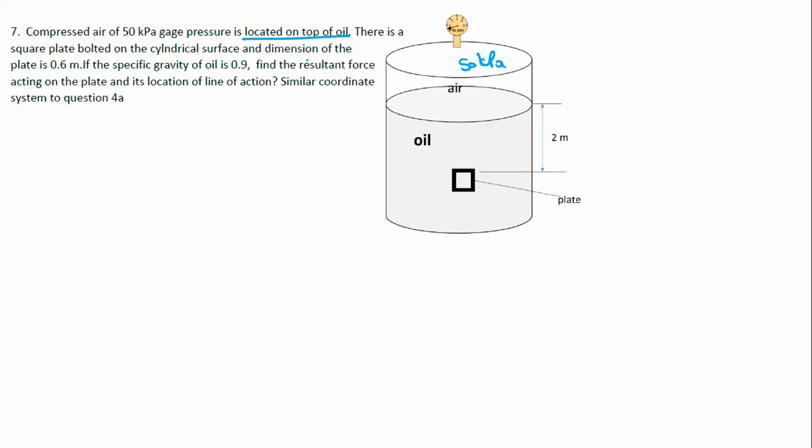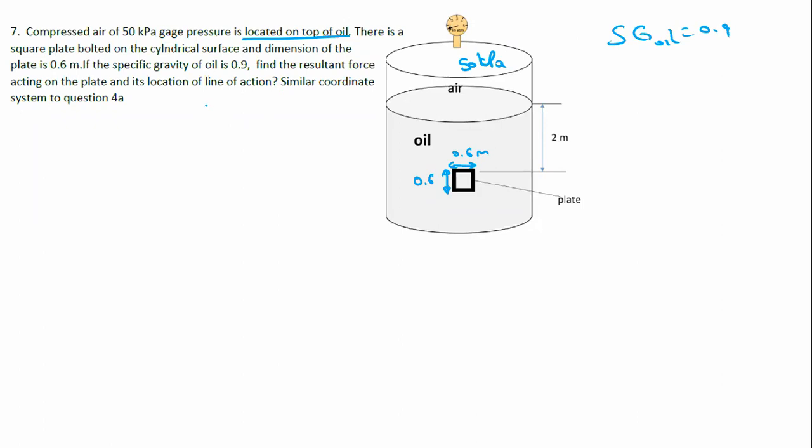And then the dimension of the plate is 0.6 meters. This one is square, therefore you will have 0.6 meter here and 0.6 meter here. Then if the specific gravity of oil is 0.9, so the SG of oil is 0.9, find the resultant force acting on the plate. What is the resultant force acting here? And its location of line of action. This is the second part.